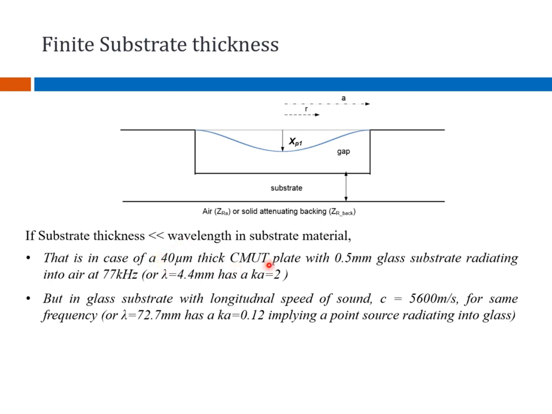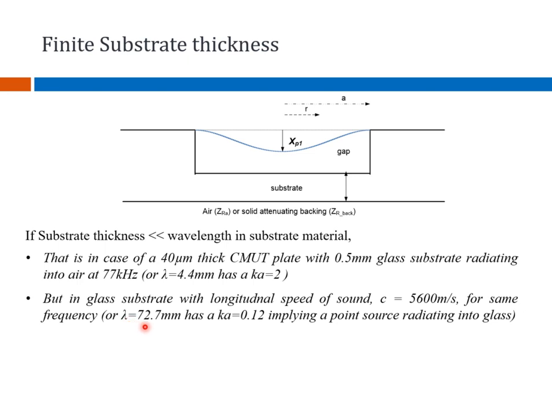For example, for a 40 micron thick CMUT plate and a 10 micrometer etched gap or cavity height, this CMUT is going to radiate at a 77 kilohertz resonance frequency in air, and this corresponds to a wavelength of 4.4 mm in the front medium, and that has a K of 2, which is a very suitable design frequency if you have to design, let's say, linear phase arrays which can steer the beam in the half space from minus pi by 2 to plus pi by 2.